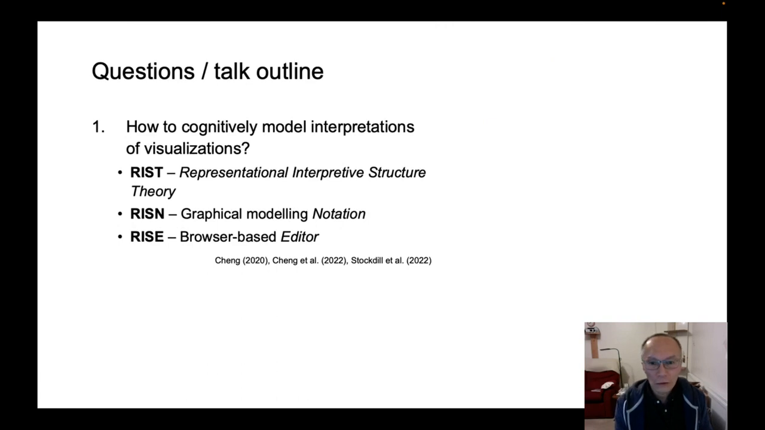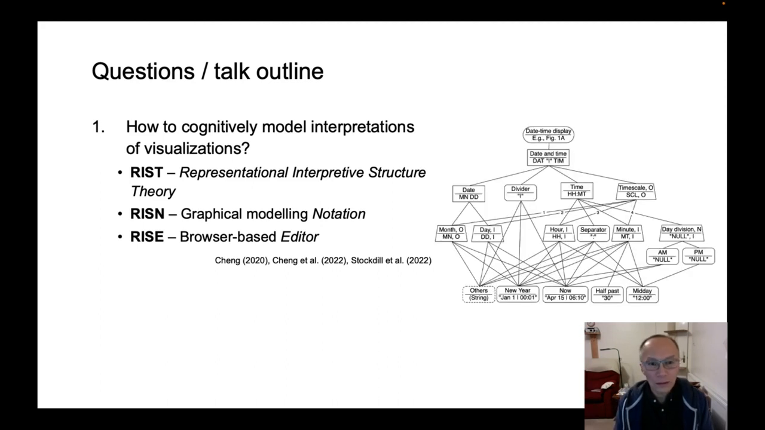This talk has two parts. Firstly, in previous work we have created an approach to the cognitive modeling of representations, and the first part of the talk will give an outline of that approach. It has three components: representational interpretive structure theory, and that's operationalized in a graphical modeling notation, RIST. The kinds of models built look like this. They're network structures. We provide a browser-based editor for the convenient construction of such models.